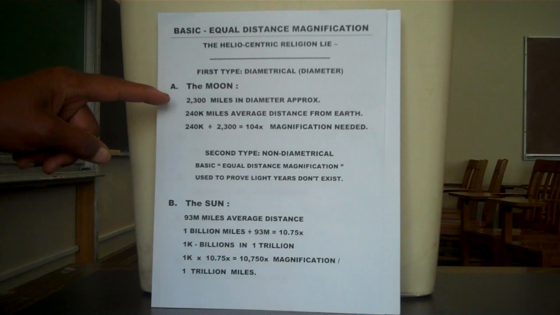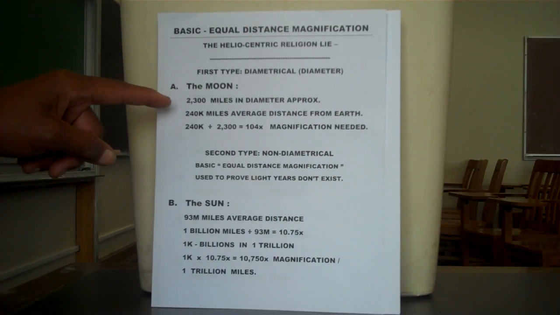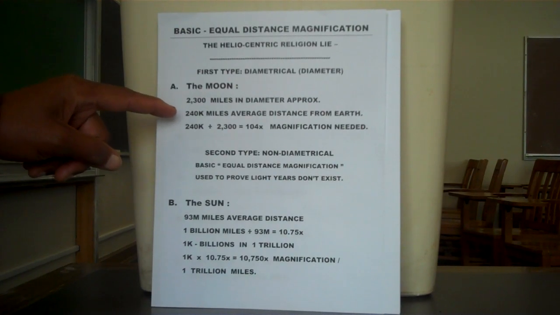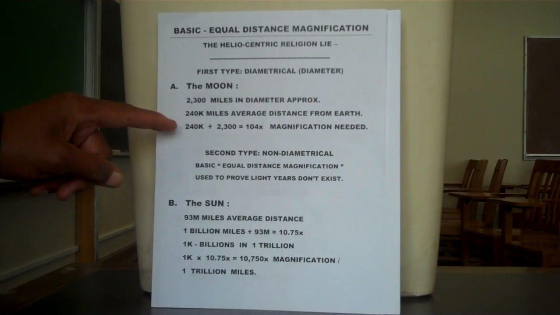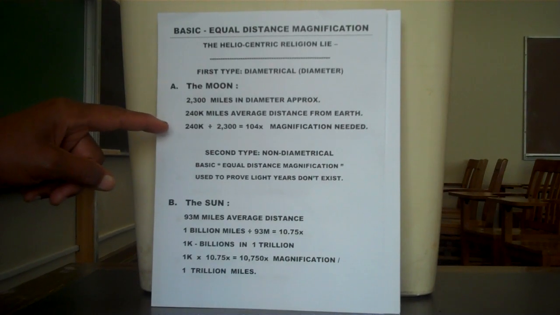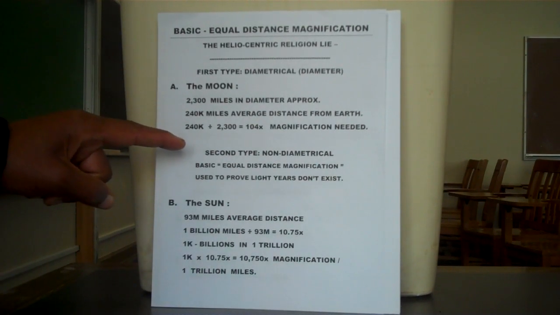You have been taught that the moon is approximately 2,300 miles in diameter, and that it is 240,000 miles average distance from Earth, such that 240,000 divided by 2,300 equals 104x magnification needed. In other words, the moon would only appear as a point of light in the sky. You would not be able to see its surface, but yet, when you look up at the moon, you can see its very surface. Now, we'll go to the second type, non-diameter or non-diametrical.